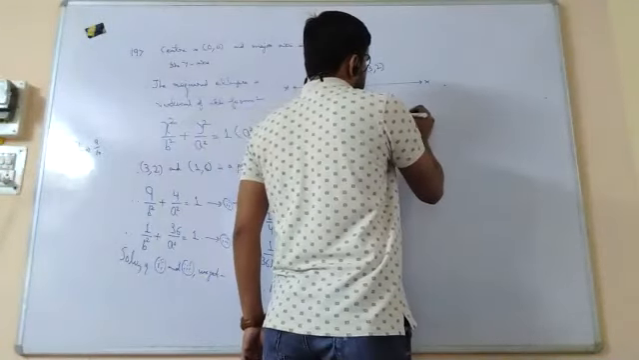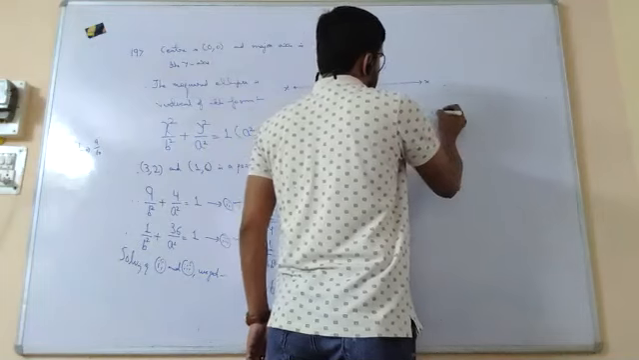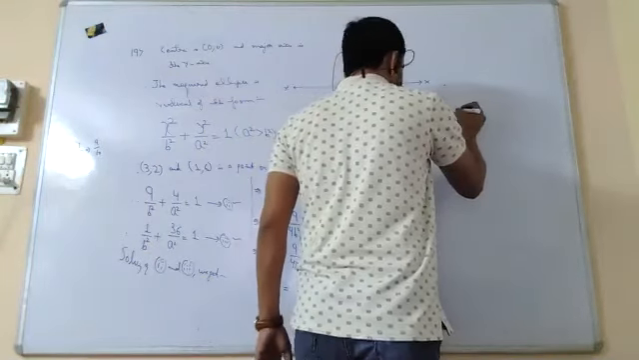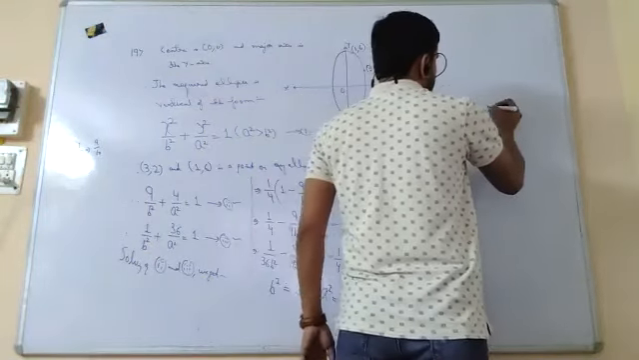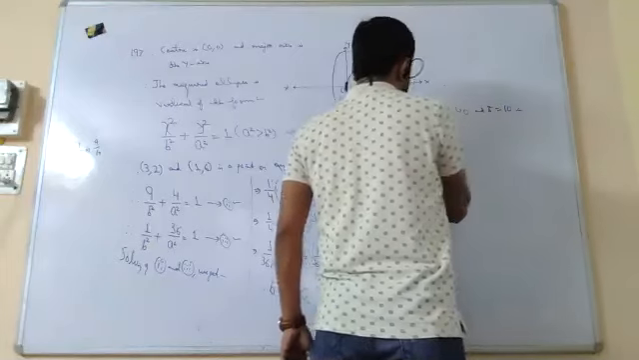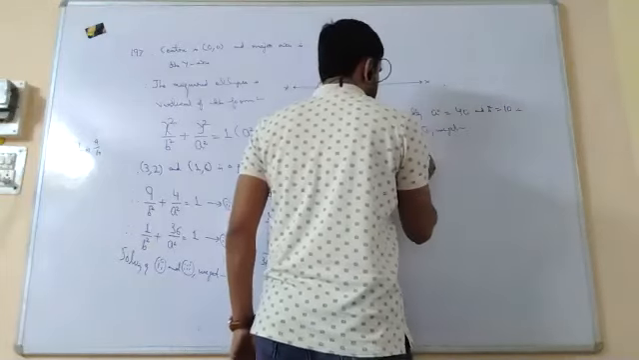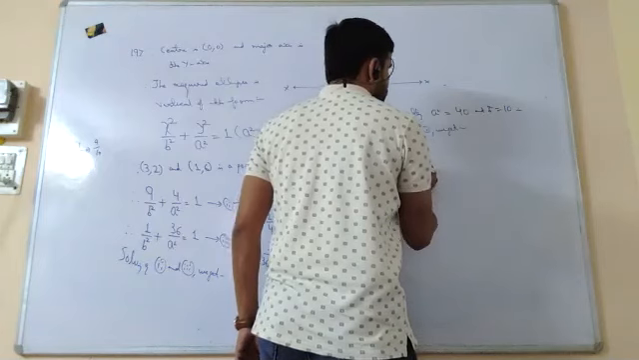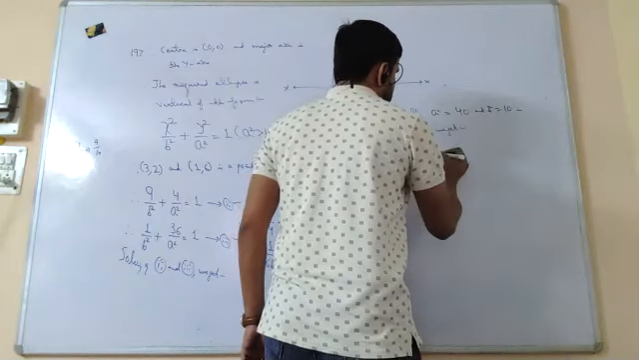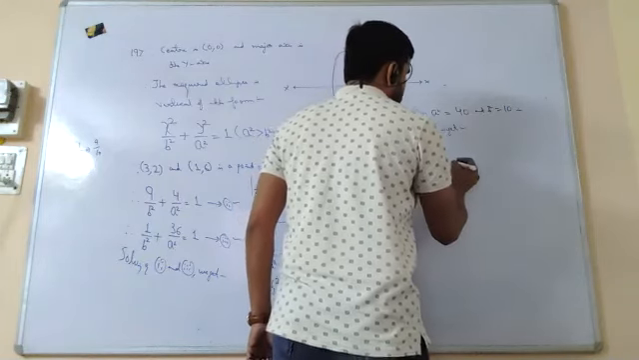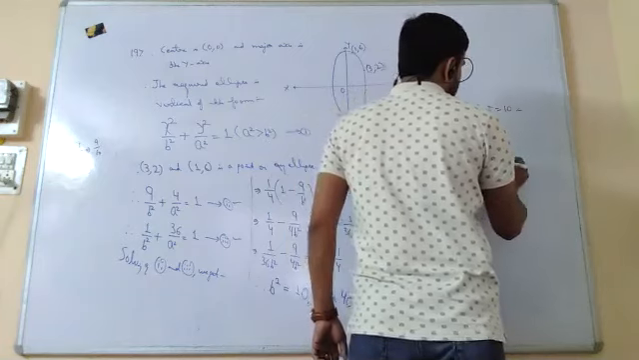Now putting a square equals to 40 and b square equals to 10 in equation number 1, we get x square by 10 plus y square by 40 equals to 1. This is the required equation.